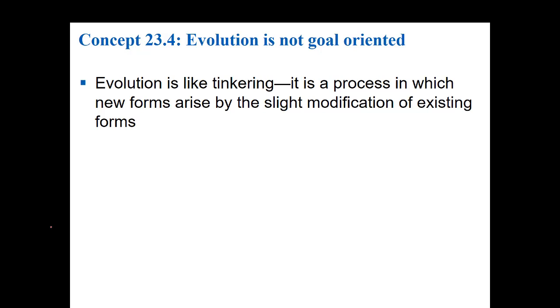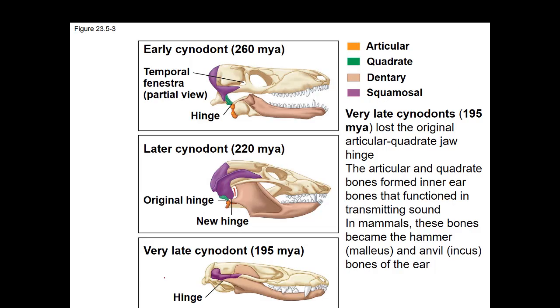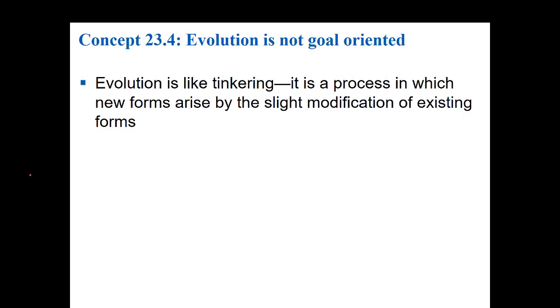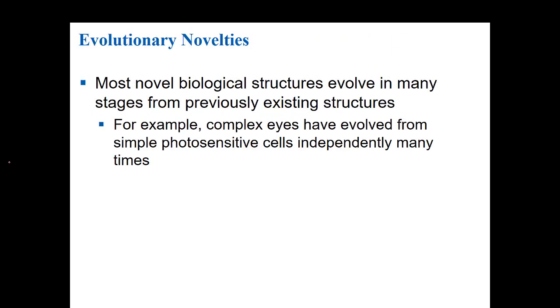So evolution is like tinkering. It's a process in which new forms arrive by slight modification of existing forms. Sometimes things don't work out, right? And the point is that it's not goal oriented. Nature doesn't say, I want these animals to look a certain way. If you look back at all these changes that occurred throughout time, it took a lot of different species to become what we see in mammals today, especially predatory mammals.